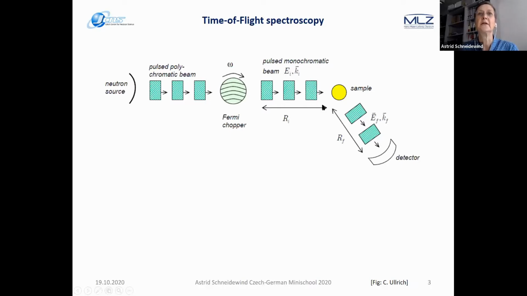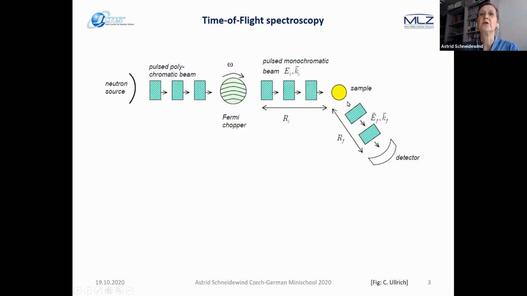And knowing now the distance between the chopper and the sample, you will know at which time the neutrons arrive at the sample, or vice versa. If you know the time when the neutrons arrive, you will know the energy of the neutrons. Interacting with the sample, the neutrons will create a scattered beam with quite different energies and K vectors. So they come from the sample into several directions.